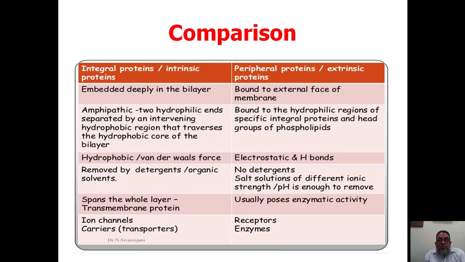Now, integral protein, intrinsic protein, extrinsic protein, what is the difference? Now, these are the chemical differences, for your concern, you will sometimes have to memorize it. Amphipathic, two hydrophilic. These are bound to the extracellular surface or membrane. These are the deep proteins going through and through. Amphipathic means two hydrophilic ends separated by an intervening hydrophobic region that traverses the hydrophobic core of the lipid bilayer.